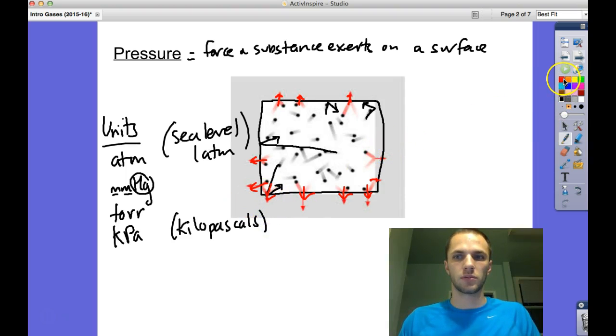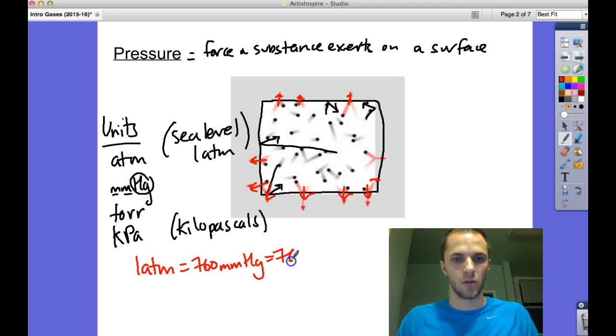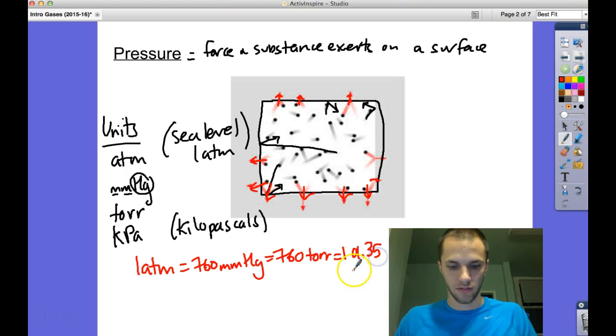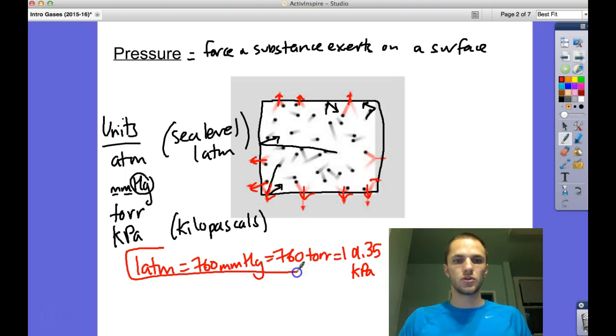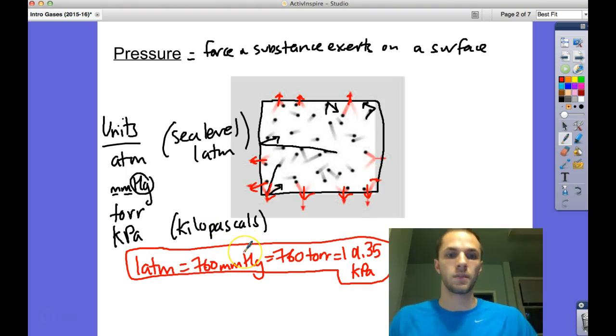All of these units could show up in problems. We need to feel comfortable converting between them. So here are a few relationships to know. They're also going to be on your equation sheet. But 1 atmosphere is the same thing as 760 millimeters of mercury, which is the same thing as 760 torr, which is the same thing as 101.35 kilopascals. So with this information, you could convert between any single unit of pressure into another one.